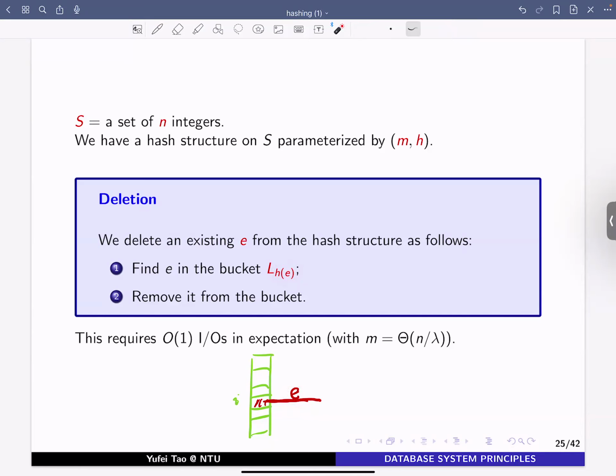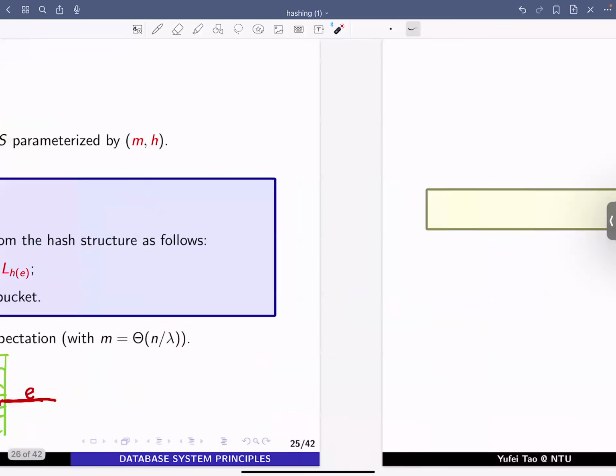So the cost is asymptotically the same as a dictionary search, and we have already proved that dictionary search performs a constant number of IOs in expectation. Once again, this expectation is a sense of averaging. However, this averaging is over all the random choices made by the algorithm. What are the random choices? You still remember? We randomly chose a hash function from a family. So it is over all the random choices that we could have made.